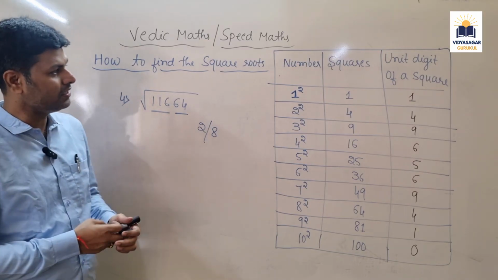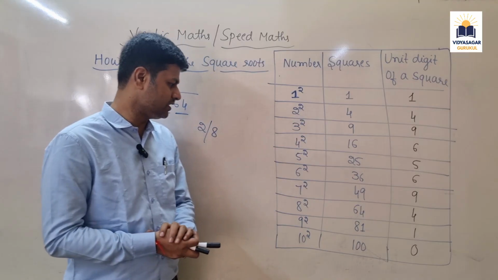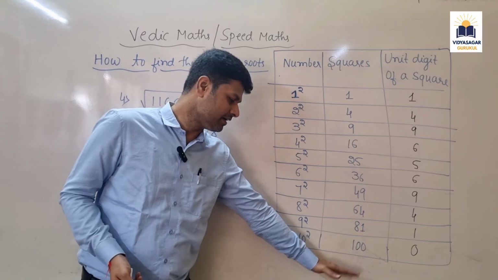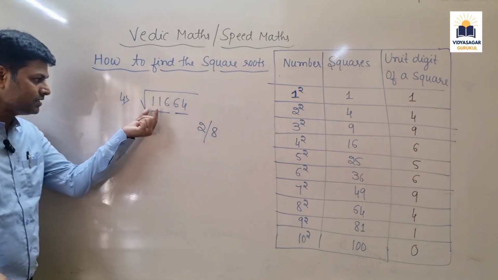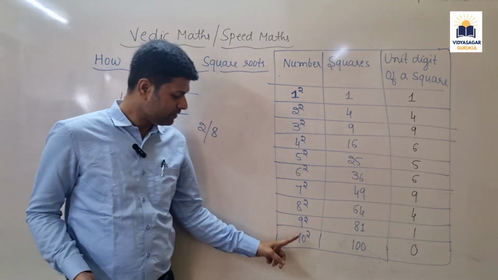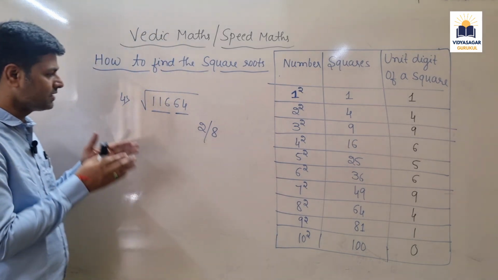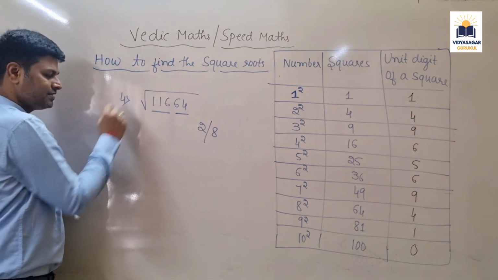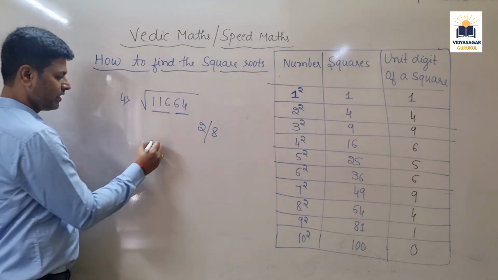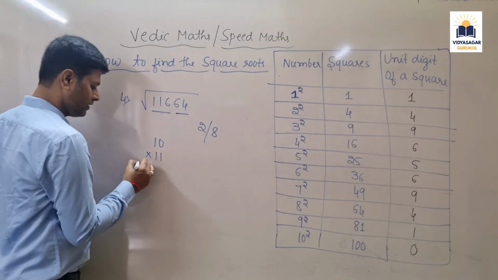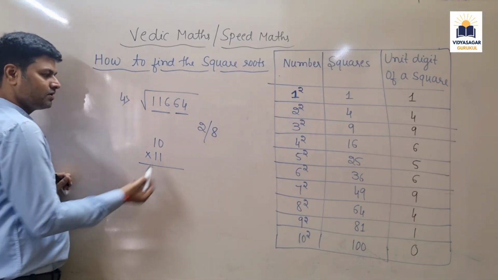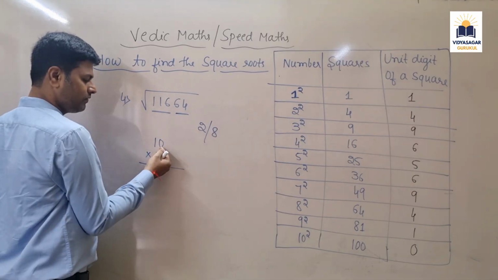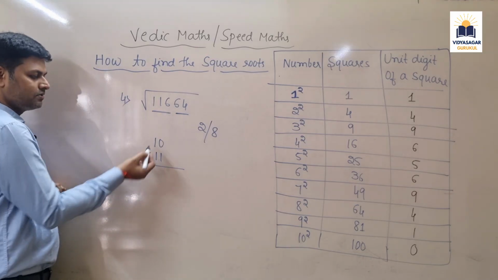116 is in between which squares? You can check it in the squares column. 116 is more than 100, so it is lying between 10 square and 11 square, because 10 square is 100 and 11 square is 121. So we have to multiply these two. And why have we multiplied? Because we have a doubt, a confusion, whether our answer is 102 square or 108 square. So that's why we are multiplying.